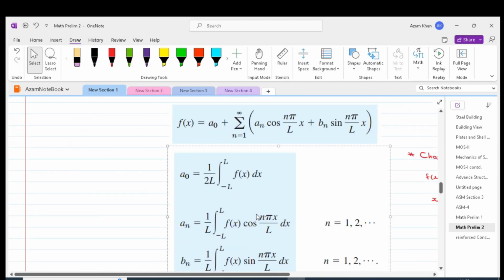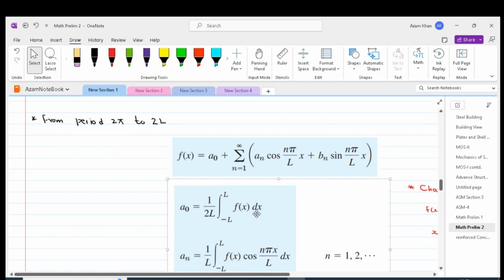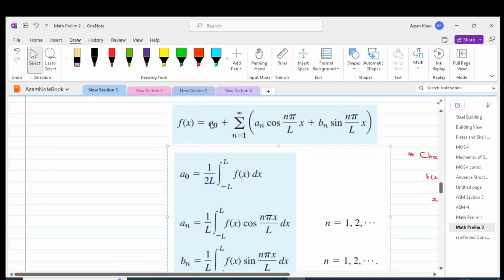So we have essentially discussed three different forms of our Fourier series. The first form is considering both cosine and sine terms.